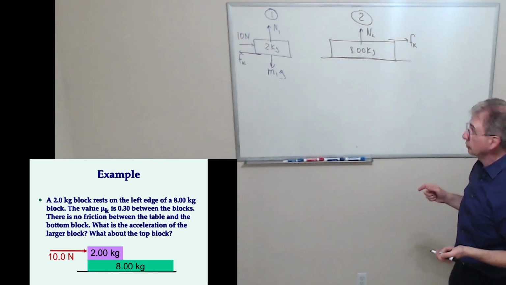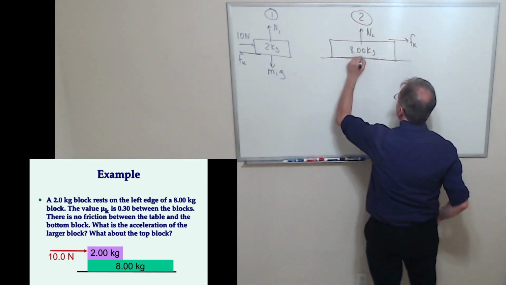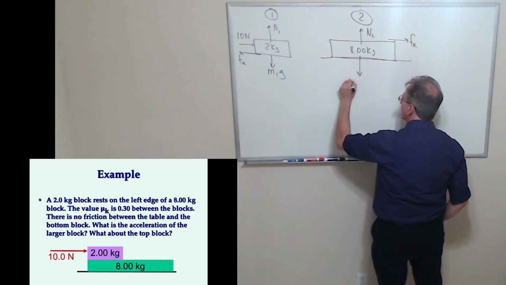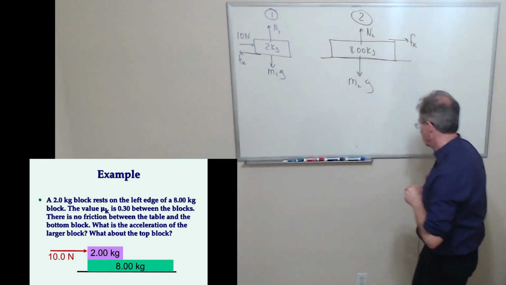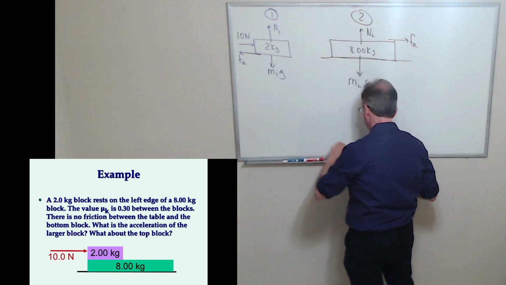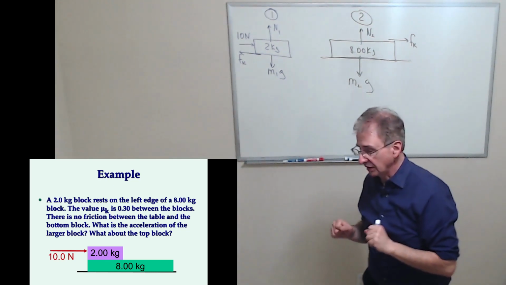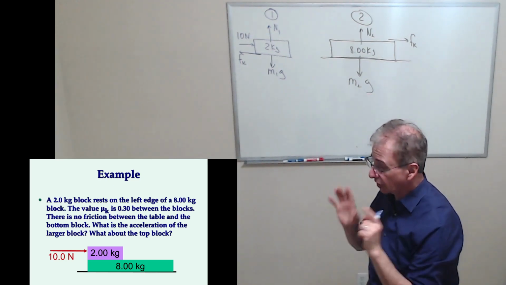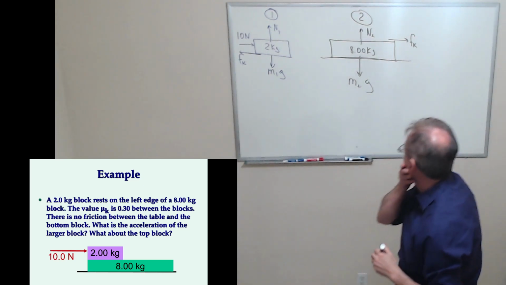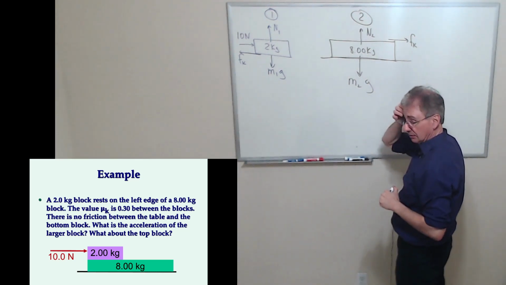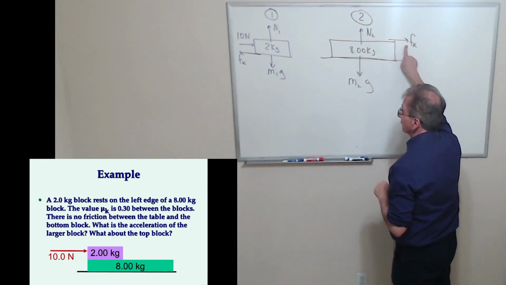Those are our two contact forces, and our one non-contact force is gravity. Okay, so because they're sliding relative to each other, they are moving independent of each other, so they're going to have different accelerations. If I look at this object, this is what's causing the acceleration. Okay?